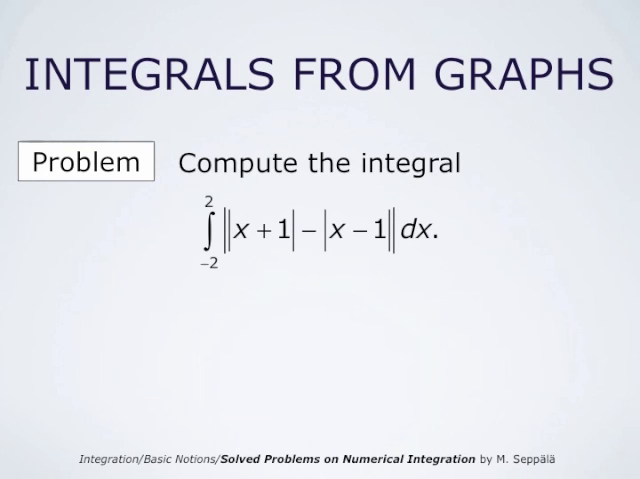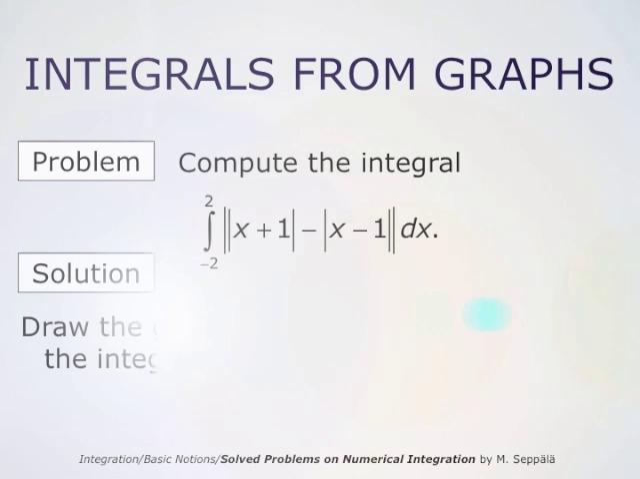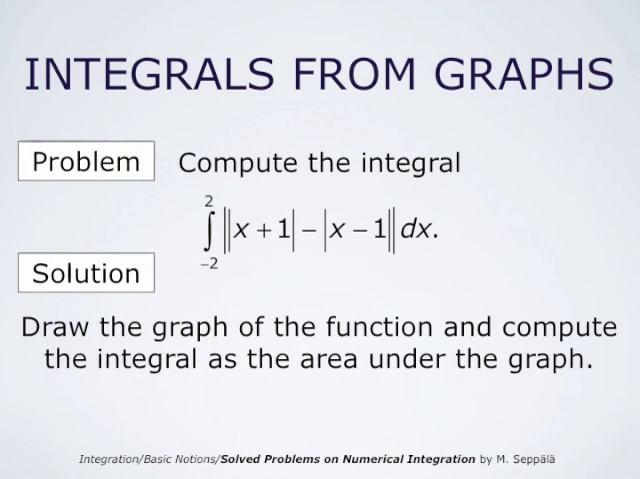In this problem, our task is to compute the integral from -2 to 2 of the function absolute value of x plus 1 minus absolute value of x minus 1 dx. We solve this problem by drawing the graph of the function and then computing the integral as the area of the domain under the graph. It turns out that this area can easily be computed, and this area is then the value of this integral.